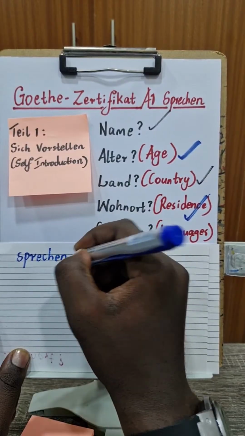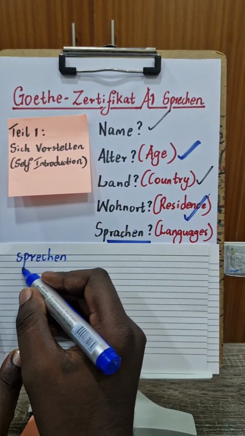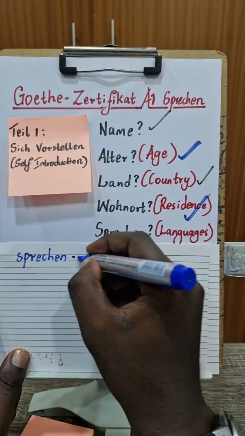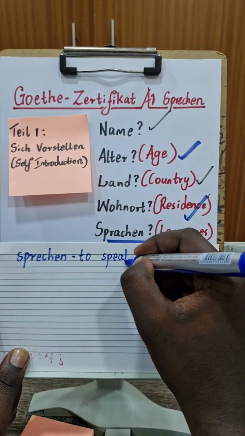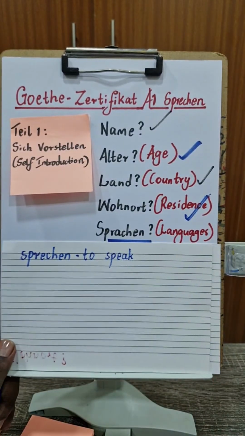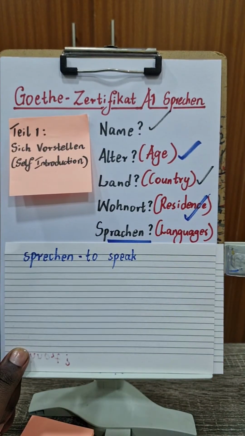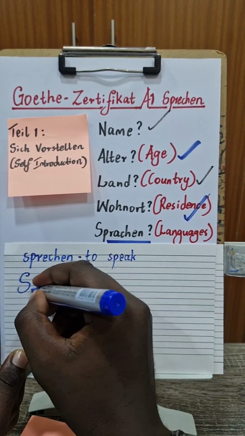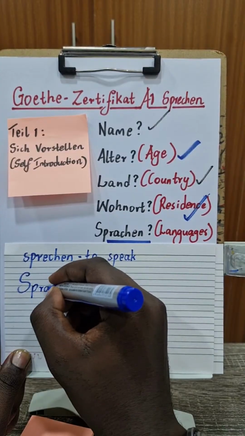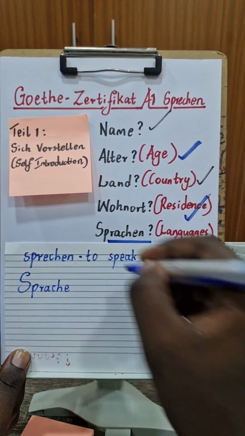Sprechen, with a small s, is a verb, right? Sprechen. This is to speak. Now that means to speak. But the noun is with a capital S, which is now Sprache.